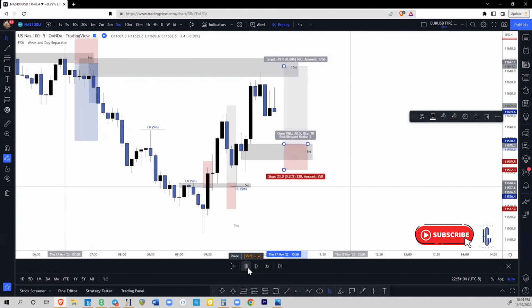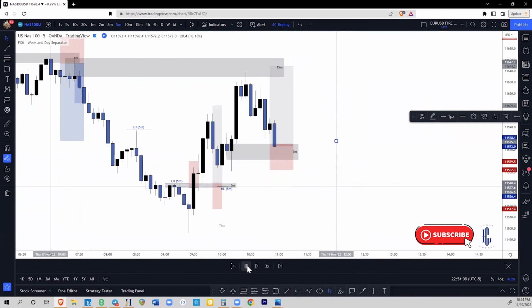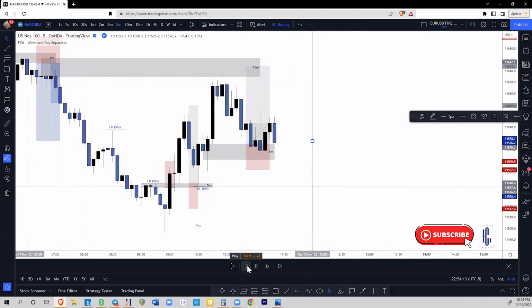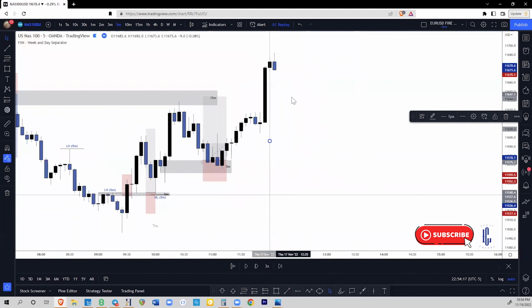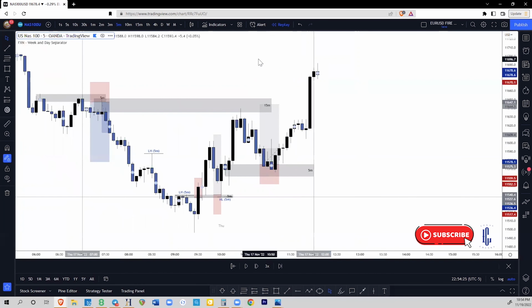Let's see what happens. Boom, hits your limits. Pushes against it, pushes against it, pushes against it. So you had some drawdown. And now, right before the end of the session, let's move this over a little bit. TP hit.